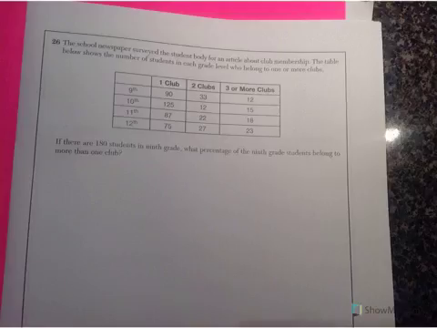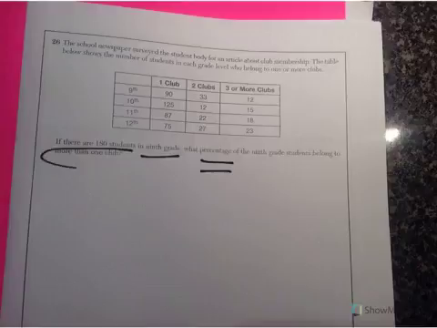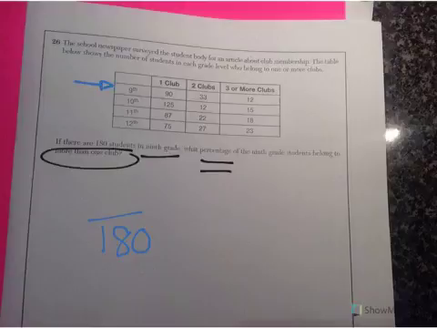26. The school newspaper surveyed the student body for an article about club membership. The table below shows the number of students in each grade level who belong to one or more clubs. If there are 180 students in the 9th grade, what percentage of the 9th grade students belong to more than one club? Okay, so since we're only talking about the 9th grade, we only need to refer to this 9th grade row. And there are 180 students in the 9th grade. So that's going to be our total. That's going to be our denominator.